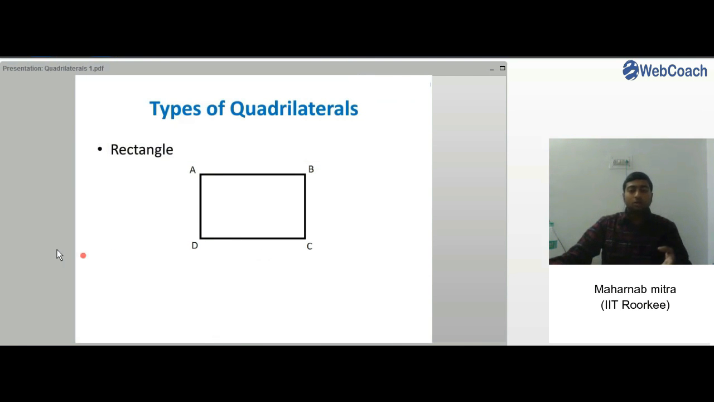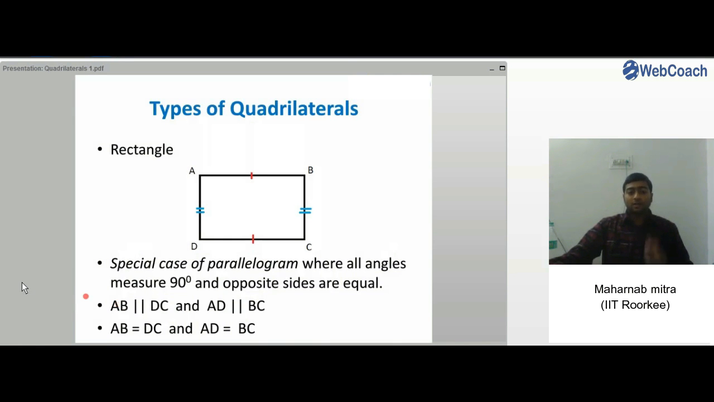So let us look at a very common figure, the rectangle. So what is so special about it? Rectangle is actually a special case of a parallelogram, and here the opposite sides are parallel to each other, or AB is parallel to DC and AD is parallel to BC.